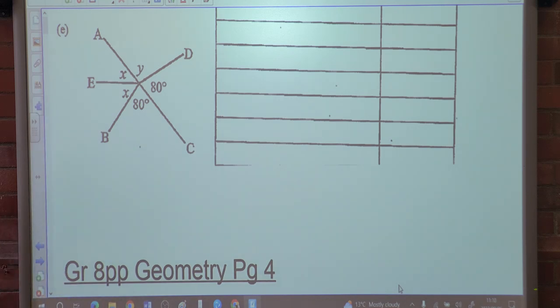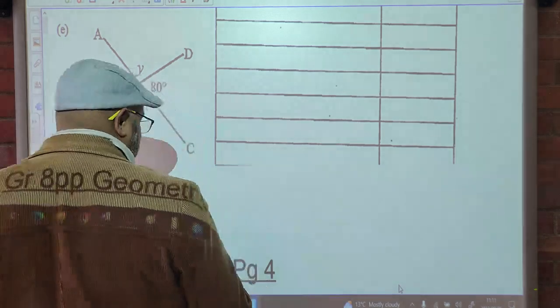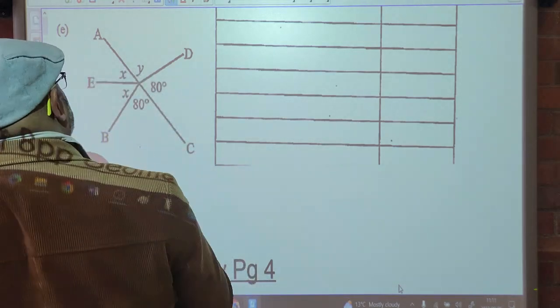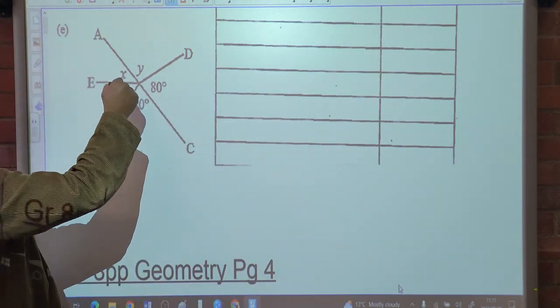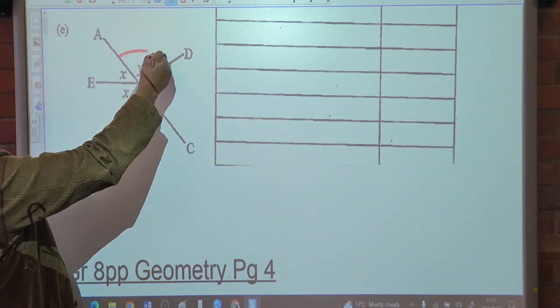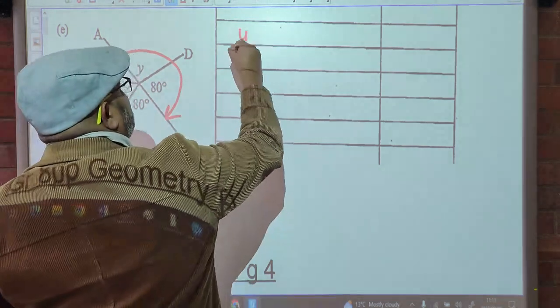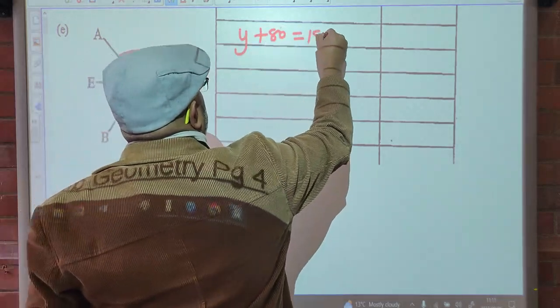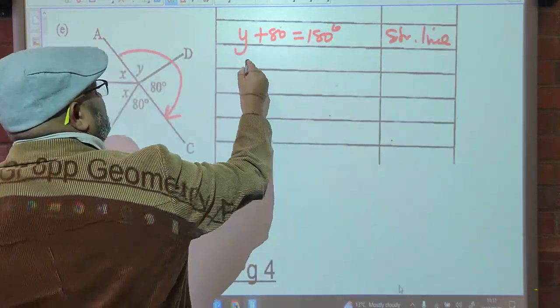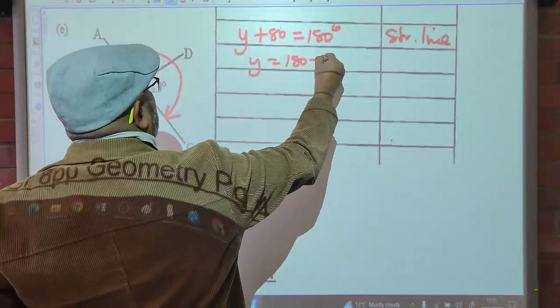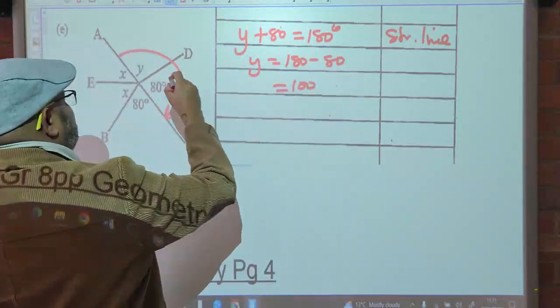Now we're going to solve for x and y here. This was the last sample that I gave you. Angles on a straight line. So what can be worked out first? X. Okay, y, no problem. y plus 80 equals 180, straight line. So you get y is equal to 180 minus 80, which is 100 degrees.